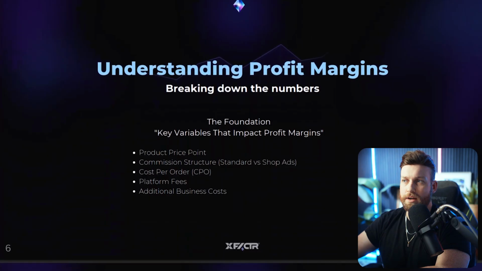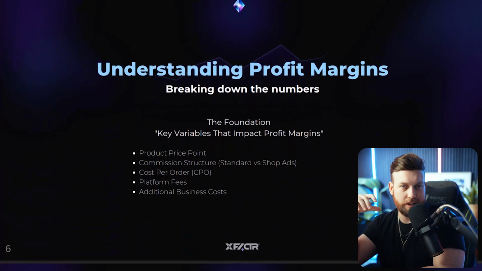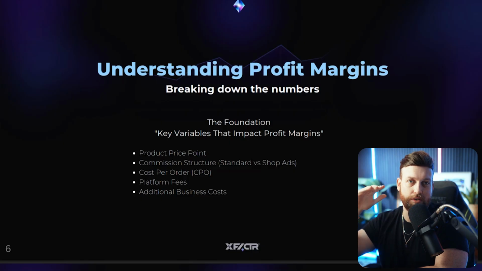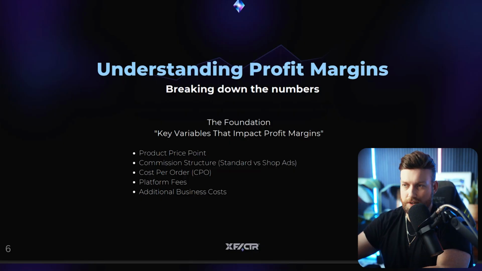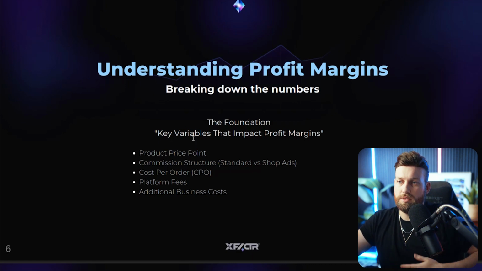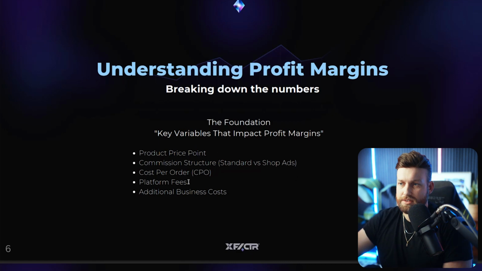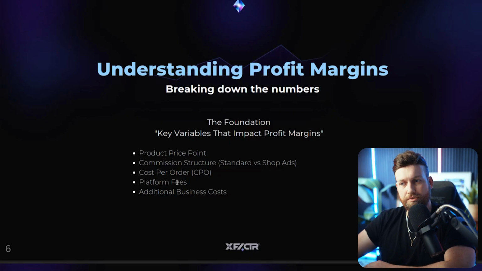So let's talk about understanding profit margins and really breaking down the numbers, because this is where it gets really interesting. You have to look at what your key variables are. What are your price points? How do you look at all of your statistics and your key costs to be able to understand where your profit margins need to be with the commissions added on top? The things we're going to go over here are product price point, commission structure, standard versus shop ads, our cost per order, platform fees, and additional business costs and COGS.